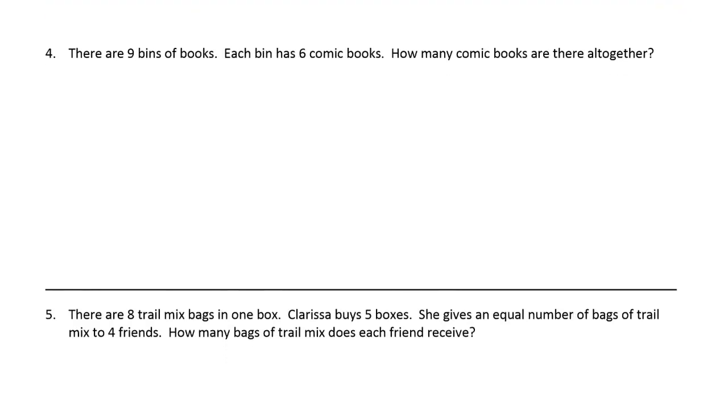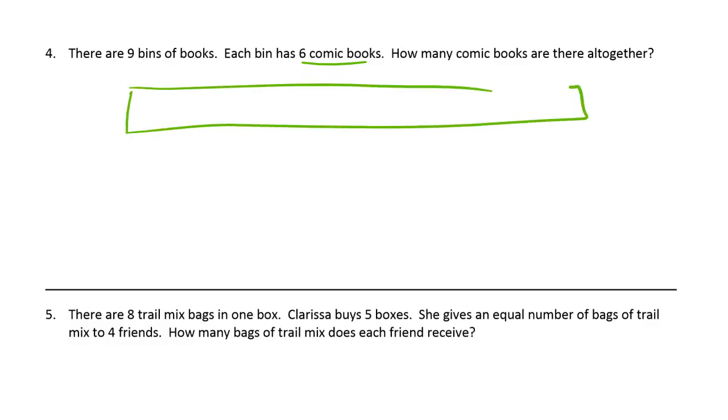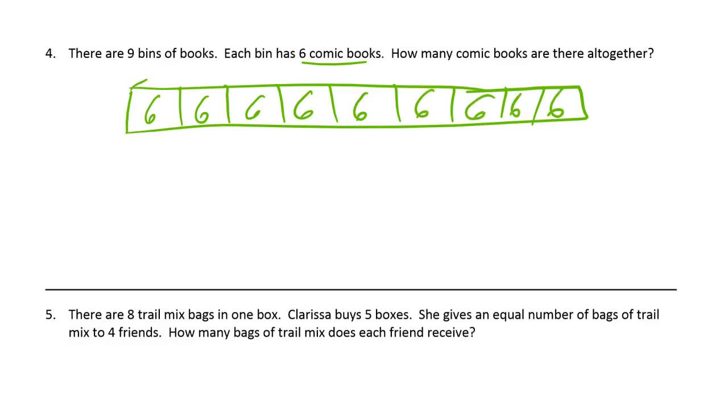Number 4, there are 9 bins of books. Each bin has 6 comic books. How many comic books are there altogether? 9 bins of 6. 1, 2, 3, 4, 5, 6, 7, 8. That should be 9. Each bin has 6 comic books. And that's 1 bin. Six comics.